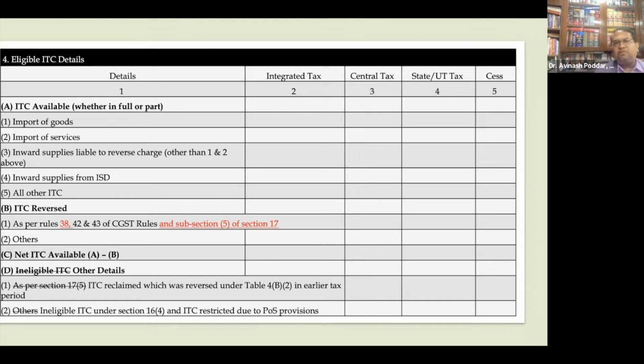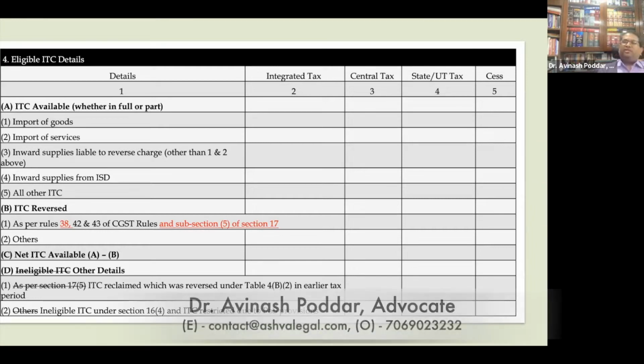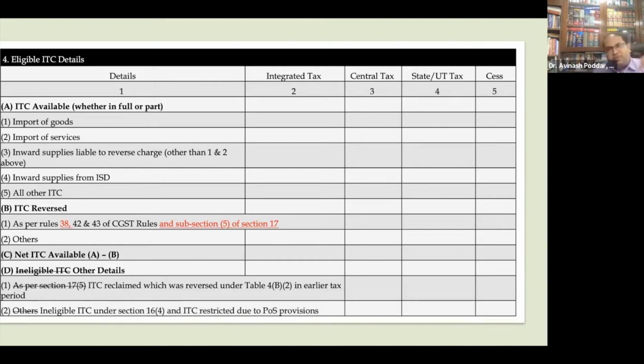And then comes clause 2 जो पहले others था, अब ये बोलता है ineligible ITC under section 16 subsection 4 and ITC restricted due to place of supply provisions. So therefore कोई भी ऐसी ineligible ITC है जो आपको 16(4) के हिसाब से नहीं मिलनी चाहिए, you need to show it here. रिवर्सल्स तो आप अदर्स में कर ही देंगे, या परमानेंट रिवर्सल्स अगर हैं तो आप क्लॉज 1 में 4B1 में कर देंगे. So all ineligible ITC needs to be shown here.